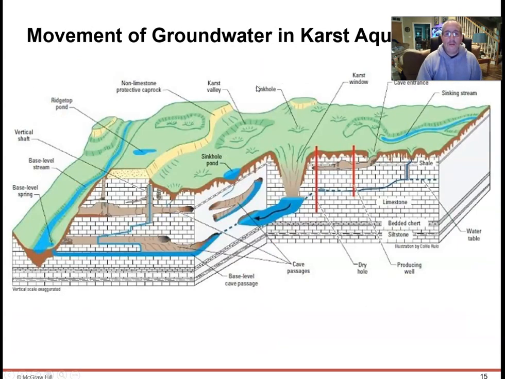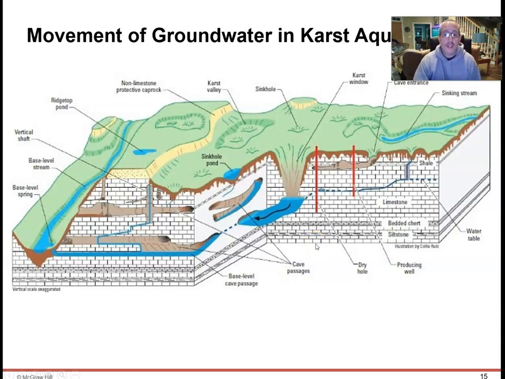So that means if you drill a well down deep enough here, even though you pass by all the caves, you're going to be in an area down here where that water well will fill up with water in the bottom, and you'll be able to draw water out of that.